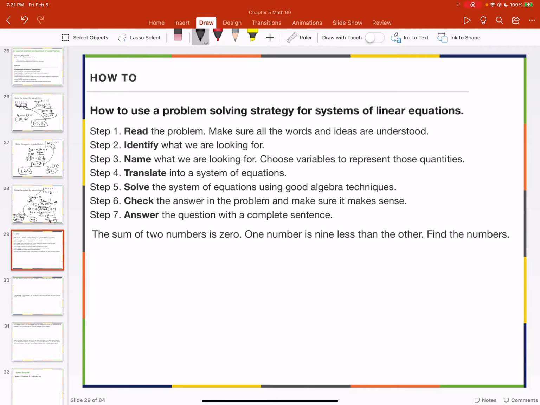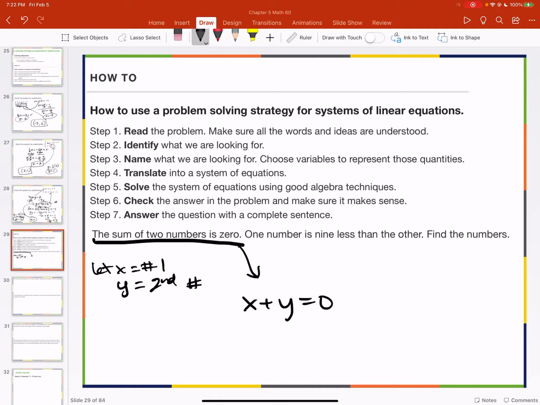Okay, so now what if you want to do a word problem? All the same things apply: read, identify, name, translate, solve, check, and answer. But now we're going to set up two equations and then use substitution to solve. Okay, so here we go. The sum of two numbers is 0. Right away, let x be the first number and y the second number. The sum of them, so x plus y is equal to 0.